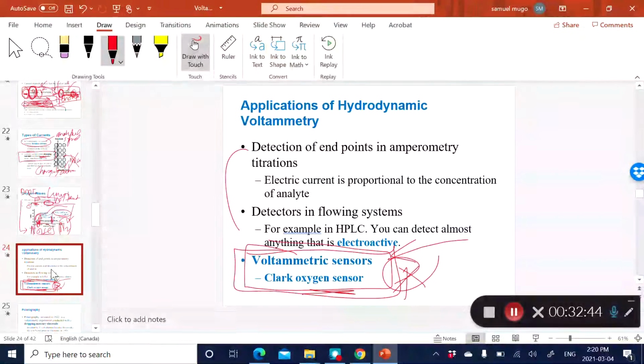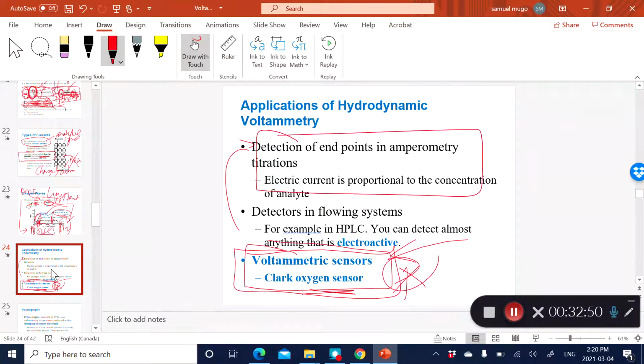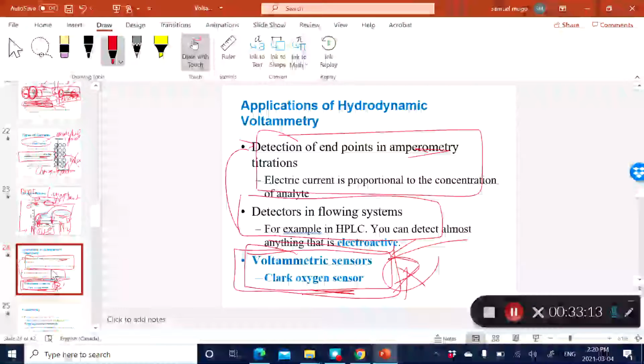So other applications of hydrodynamic voltammetry, you can use it as a way to detect the endpoint in amperometric titration curves. You can also use it to detect almost anything when you're doing HPLC. So in HPLC, you can do liquid chromatography, and the detector can actually be voltammetry as well, especially amperometry. It can be amperometry as a detector.